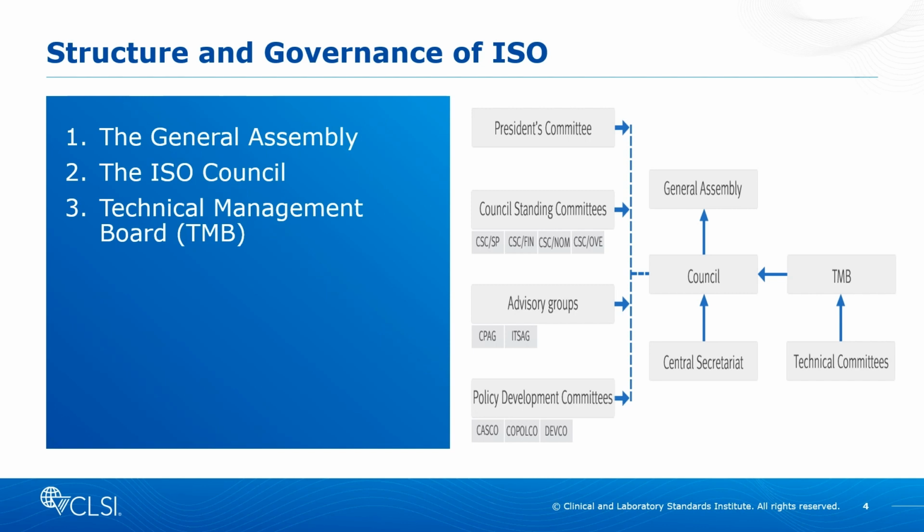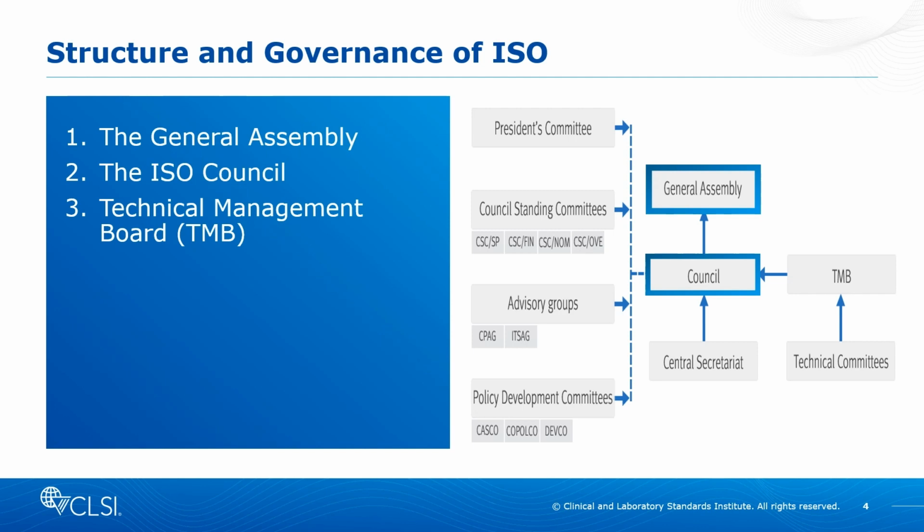The General Assembly is the ultimate authority of the organization. It is an annual meeting attended by the ISO members and principal officers. The ISO Council is the core governance body and reports to the General Assembly. The Council meets 3 times a year and is made up of 20 members, the ISO officers, and the chairs of the policy development committees, which are CASCO, COPOLCO, and DEVCO.